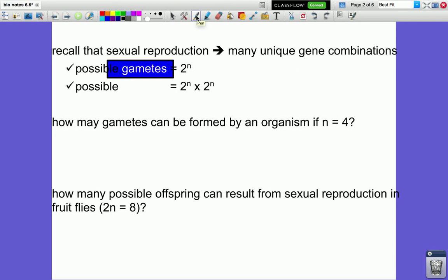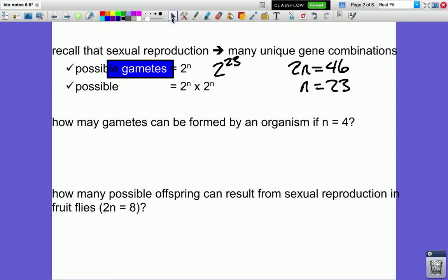So humans, who have a diploid number of 46 chromosomes, have a haploid number of 23 chromosomes, and you can use that number, n equals 23, to come up with how many possible gametes any human can form. So 2 to the 23rd power is that number of possible gametes. And it turns out that 2 to the 23rd power is 8 million plus different unique gene combinations.